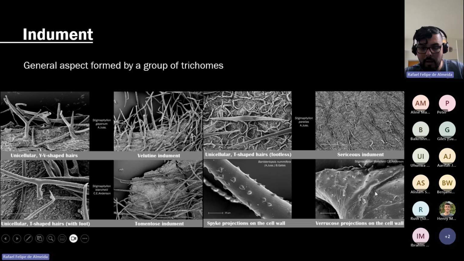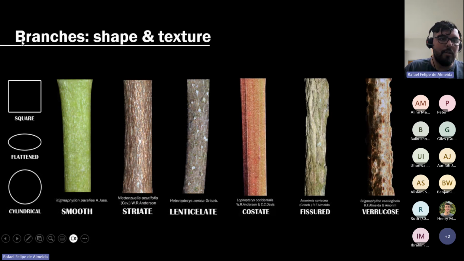So instead of being a proper spine, it is more of a rugose projection. Now, talking about branches, we can have different shapes and different textures in Malpighiaceae. Most Malpighiaceae have a cylindrical shape of their branches. A few specific genera or even species might have flattened branches or even squared ones. It's really, really rare, but we do find it.